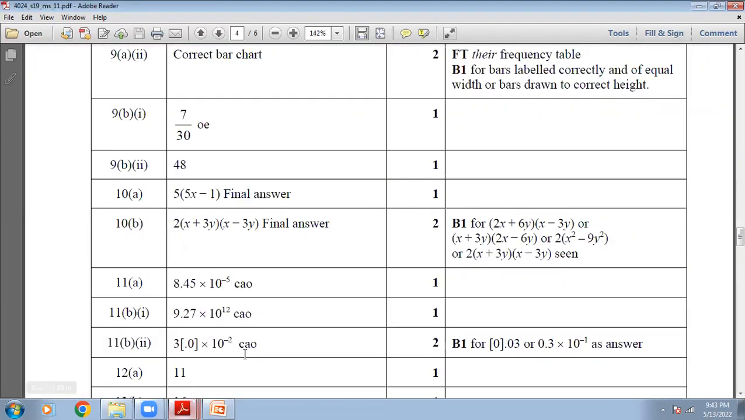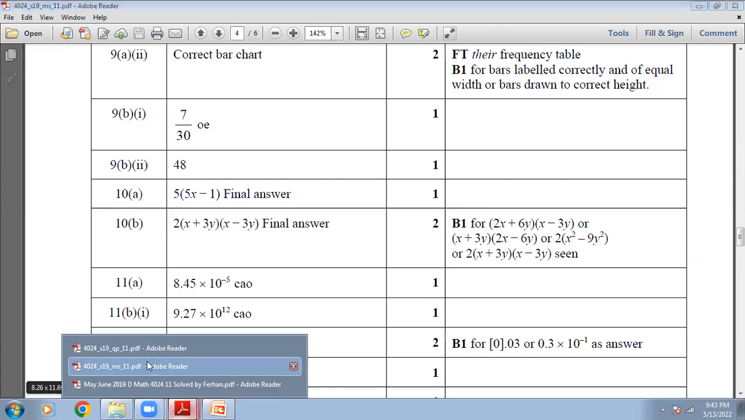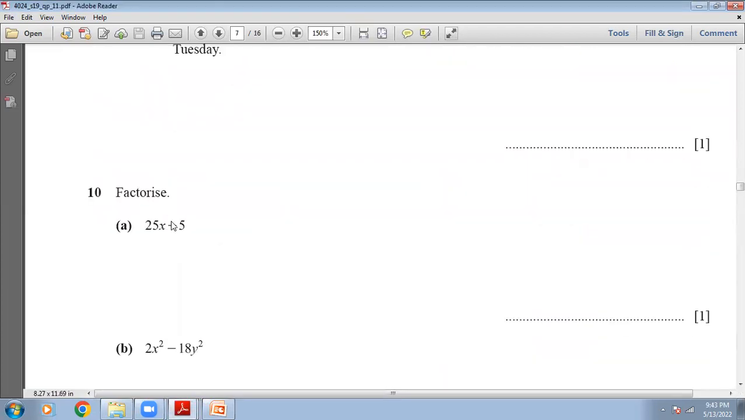So let's have a look at the marking scheme. I have already checked my answers with the marking scheme. So 8 by 30 and 48. So that was question number 9. Hopefully you understand. Okay, so we are going to the next question.